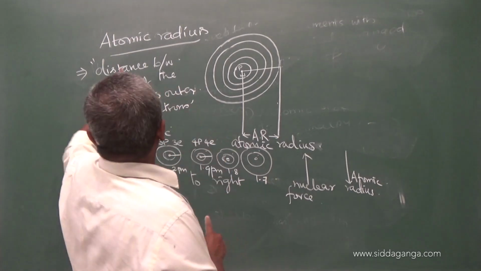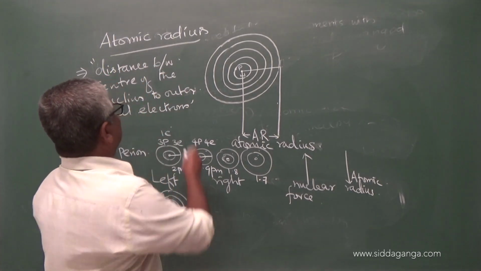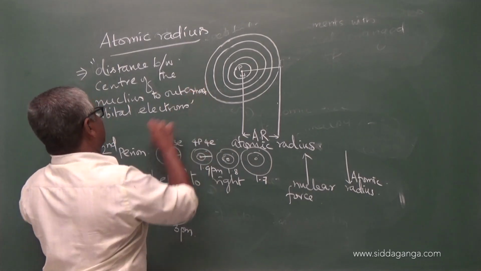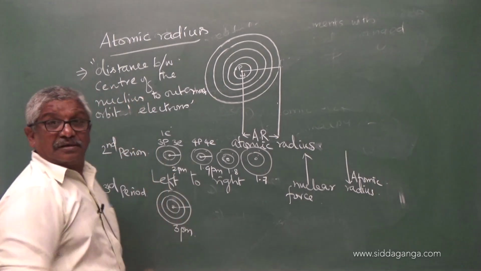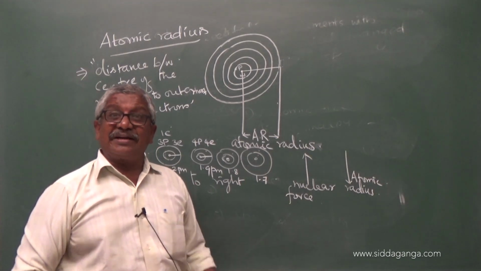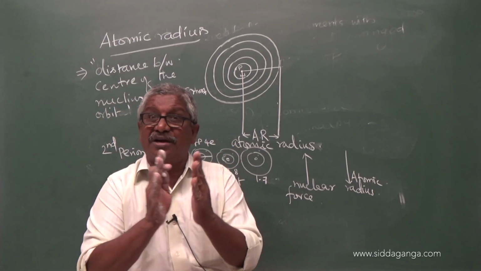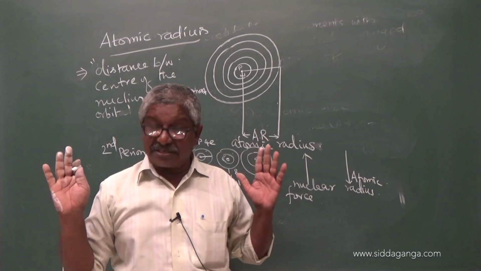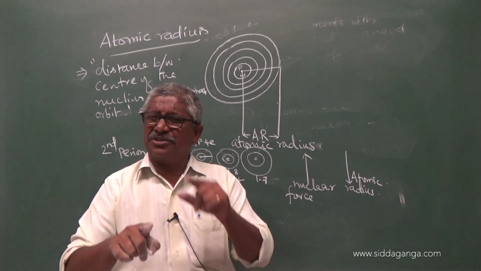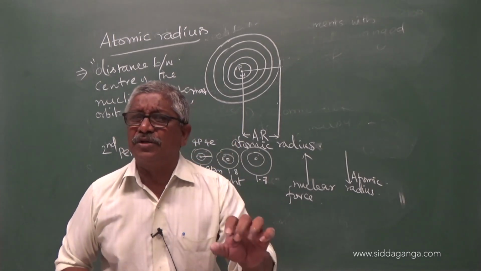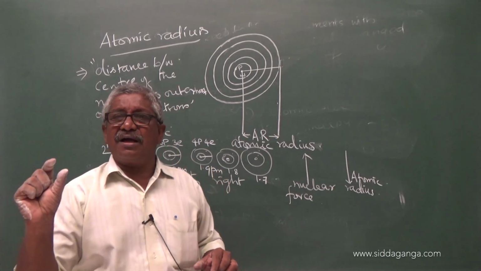So now, remember, atomic radius means what? It is the distance between the center of the nucleus to the outermost orbital electrons. Whatever distance is there between the center of the nucleus and the outermost orbital electrons, that is called atomic radius. But this atomic radius is very difficult to identify for a single atom. Identifying the atomic radius for a single atom is not so easy.